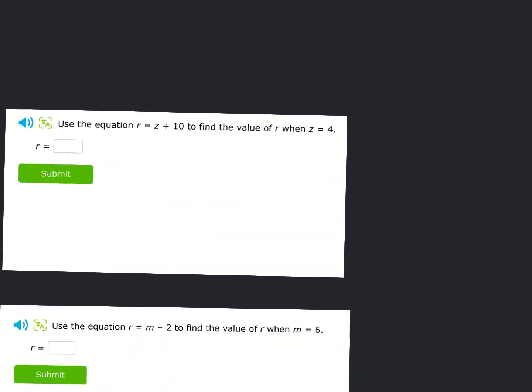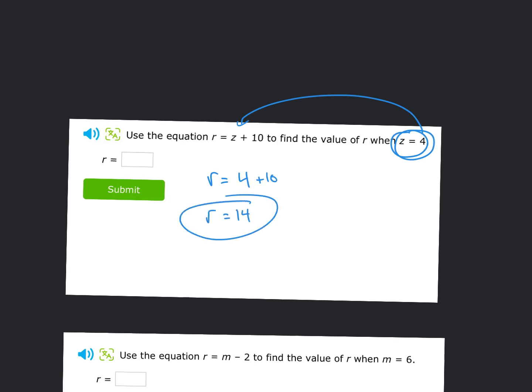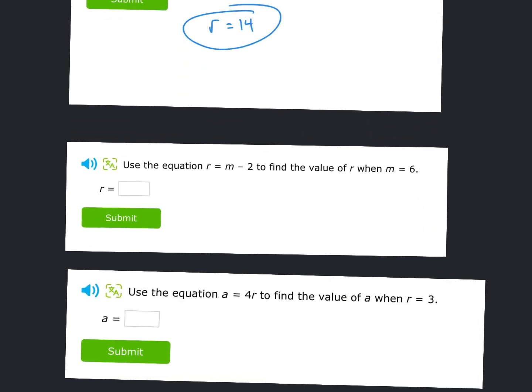So I have a couple example problems that we'll go through, and if you want to pause to try it yourself, you are more than welcome to. So use the equation R equal to Z plus 10 to find the value of R when Z is equal to 4. So we take that and we plug it in. So we end up with R is equal to 4 plus 10, and R is equal to 14. And we are done with this one.